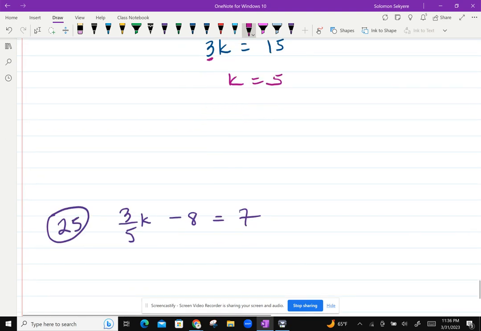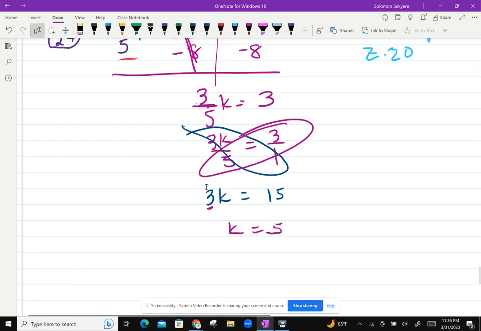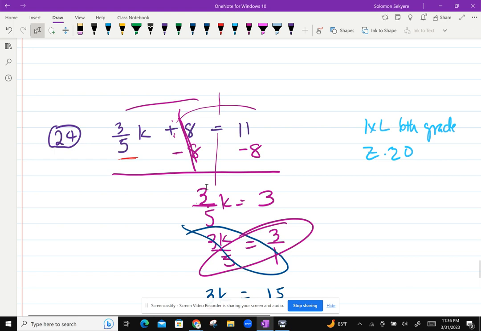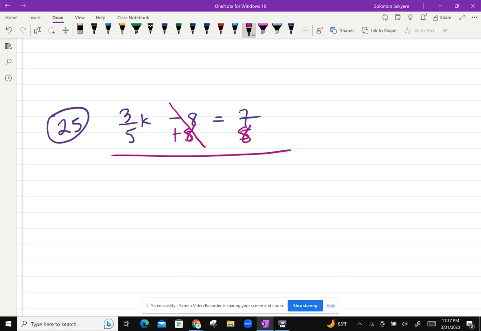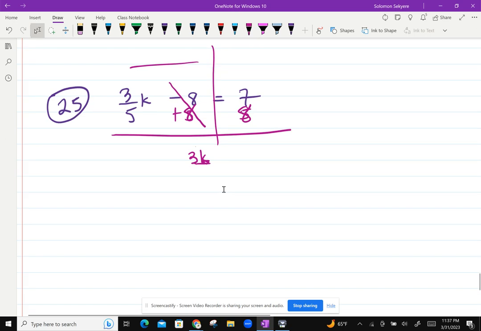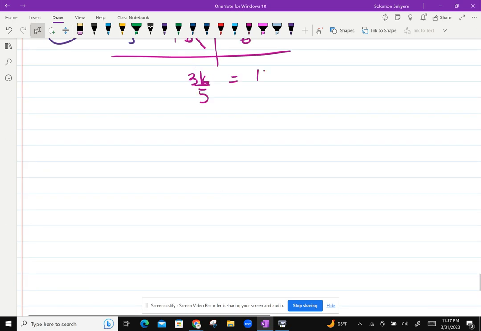See? Right, last one. So here it was adding, and to reverse it, we subtracted. Here it is what? It is subtracting. To reverse it, what are we going to do? We reverse the operation first. Underline it, plus 8. That goes away. So on the left side here, all I have left is 3K over 5. This is equal to 15. And then we make it what? 15 over what? 1.